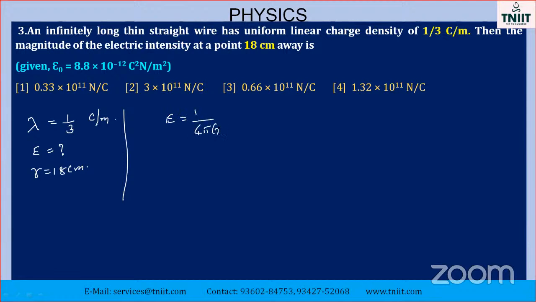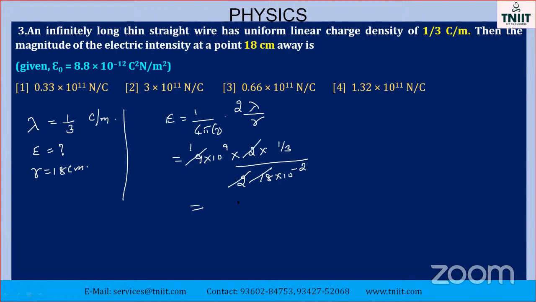It is 1 by 4 pi epsilon naught into 2 lambda by r. 1 by 4 pi epsilon naught is 9 into 10 power 9. 2 times of lambda is 1 by 3. R is 18 centimeter, that is 18 into 10 power minus 2. The 2 and 2 will get cancelled out. 9 ones are 9, so 1 by 3 you will get into 10 power 11. When minus 2 comes up, it becomes plus 2. 9 plus 2 value will be 11. 1 by 3 is 0.33 into 10 power 11 Newton per Coulomb.